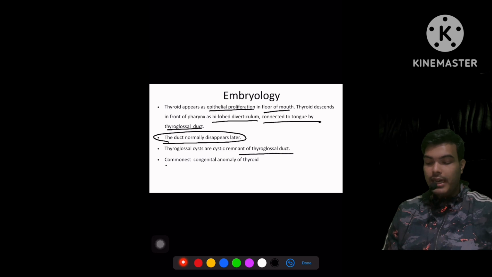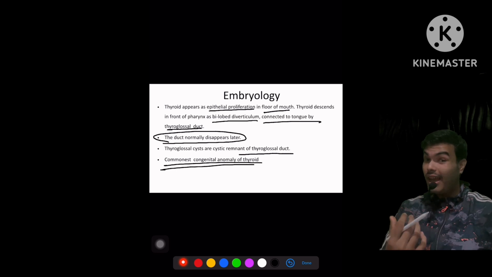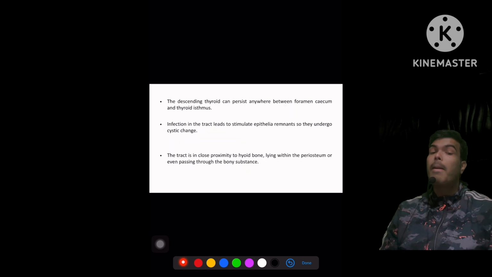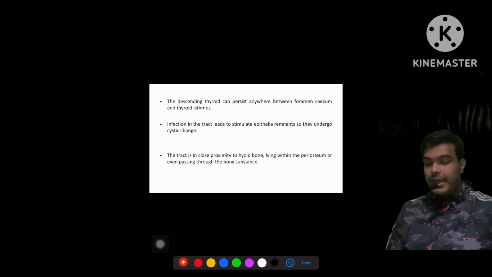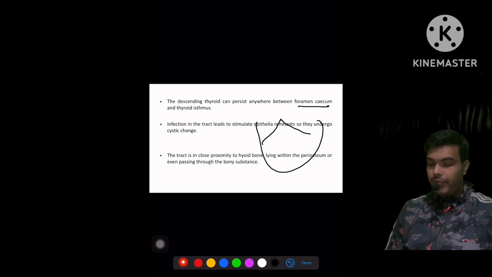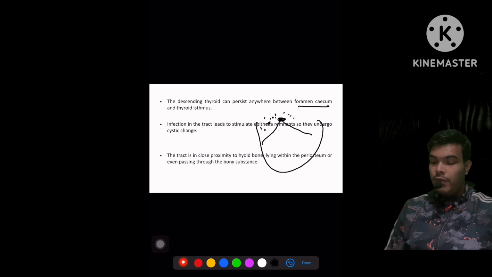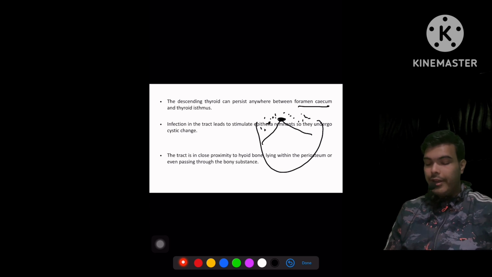It is the commonest congenital anomaly of the thyroid. So there can be lingual thyroid, there can be ectopic thyroids, but there can also be a thyroglossal duct. The descending thyroid can persist anywhere between the foramen cecum, I hope you know this part. Suppose this is your tongue, here this one is the foramen cecum, here you have the papillae. So from the foramen cecum to the thyroid isthmus, infection in the tract leads to simultaneous epithelial remnants, so that they undergo cystic change.